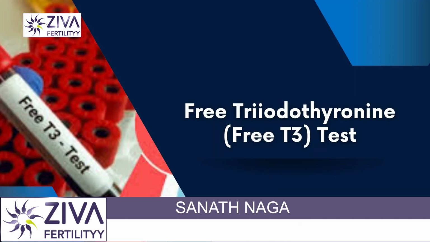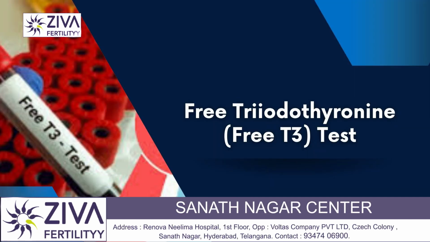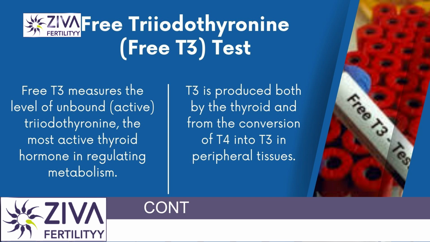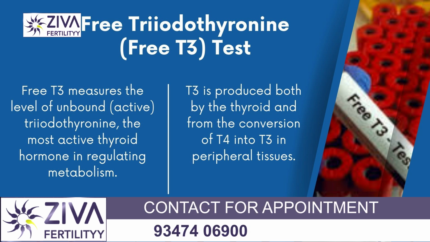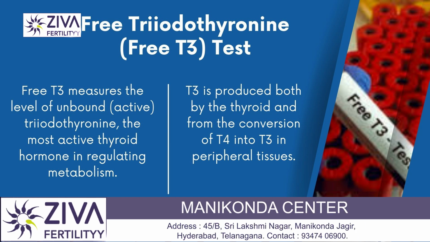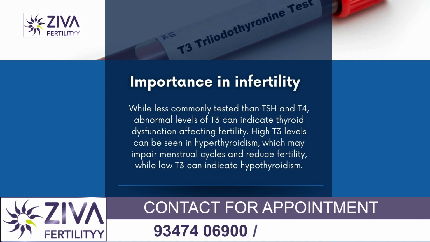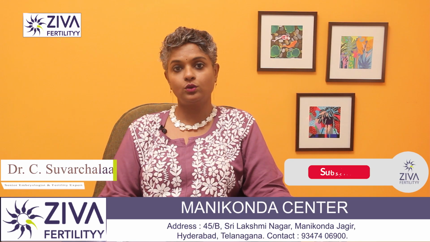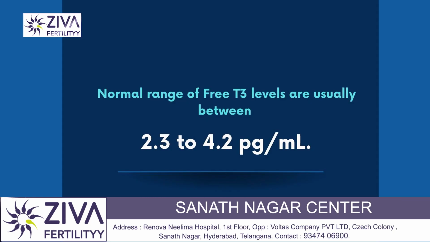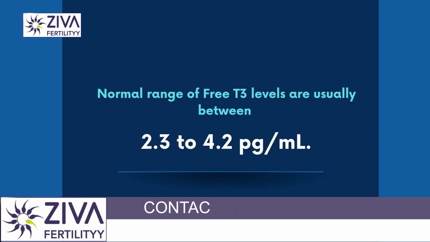Free triiodothyronine, or free T3 test. Free T3 measures the level of unbound or active triiodothyronine, the most active thyroid hormone in regulating metabolism. T3 is produced both by the thyroid and from conversion of T4 into T3 in peripheral tissues. While less commonly tested than TSH and T4, abnormal levels of T3 can indicate thyroid dysfunction affecting fertility. High T3 levels can be seen in hyperthyroidism, which may cause menstrual cycle disturbances and reduced fertility. Low T3 levels can indicate hypothyroidism. Free T3 levels are usually between 2.3 to 4.2 picograms per milliliter.